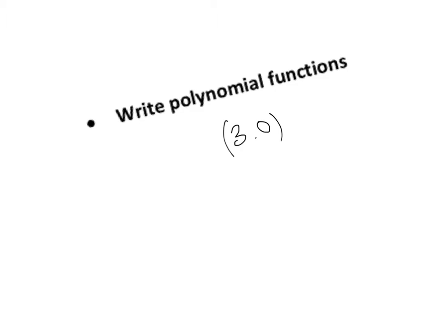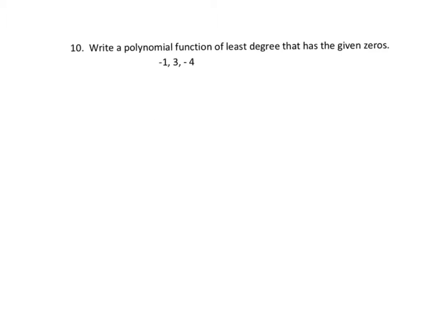Okay, this video is going to talk about writing polynomial functions. It's a 3.0 objective, and it's questions 10, 11, and 12 on your review. So question 10 asks you to write a polynomial function of least degree that has the given zeros.